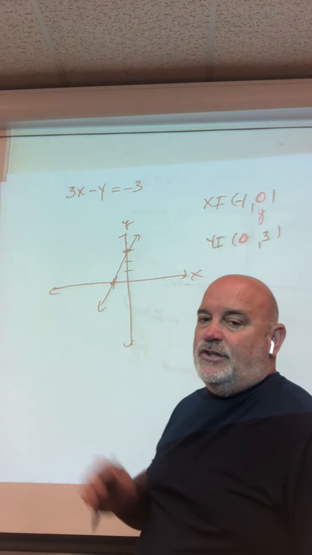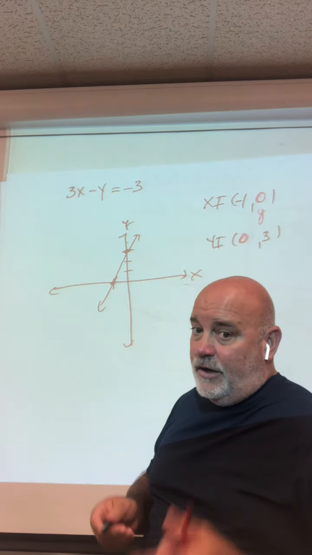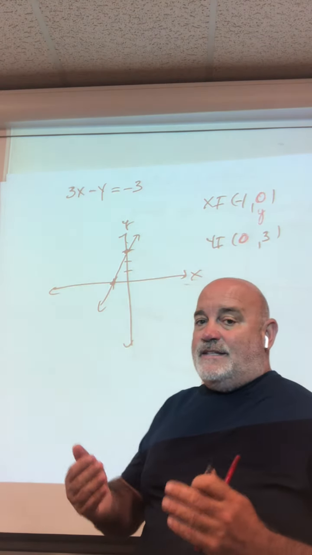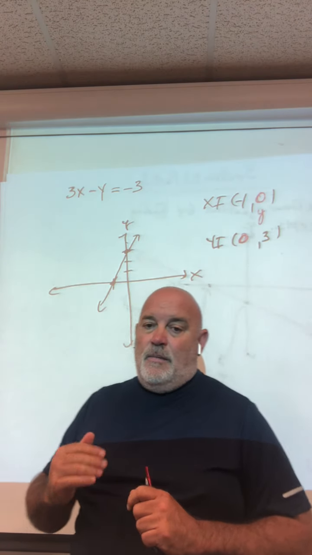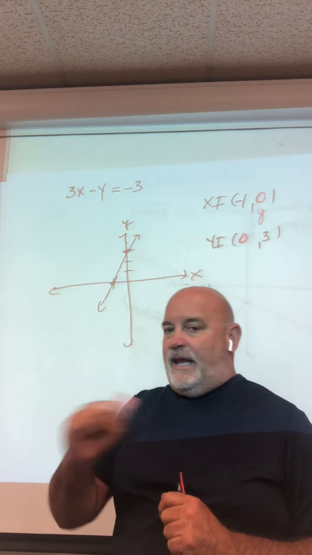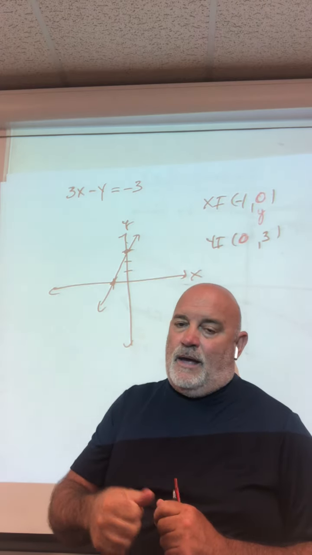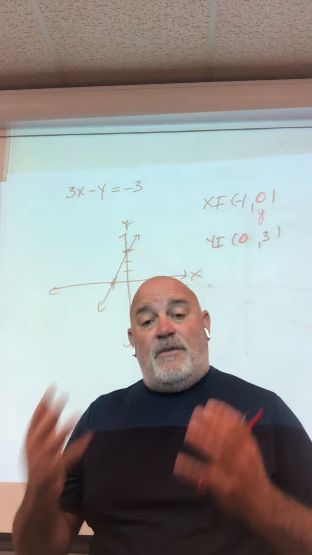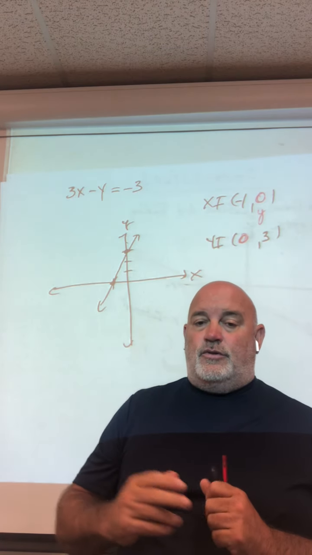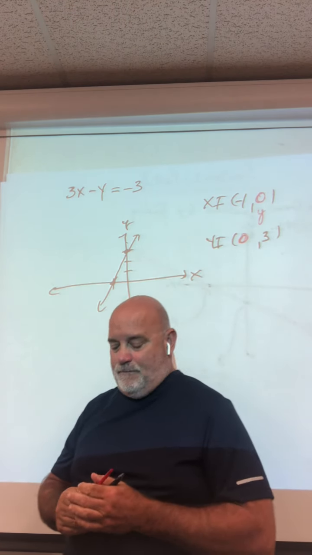So the main thing is you need to know that if it's a linear equation, if it has an x and a y in it, we can graph that straight line by either choosing points, pick any number you want for x and find y, pick any number you want for y and find x, or you can graph it by using the intercepts. Those are the two ways to graph that line.